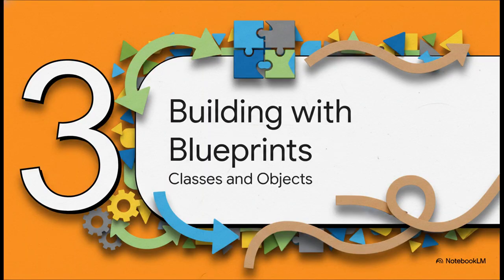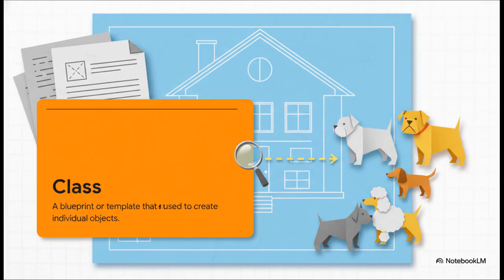All right, so now we get it. We've got our features and we've got our actions, which we now know are called methods. So let's see how we bundle all of that together into the master template. And that master template has a name. It's called a class. This is it. This is the big idea. A class is the blueprint. It's not the actual dog itself. It's the detailed design document that describes what any dog we create will look like and be able to do.